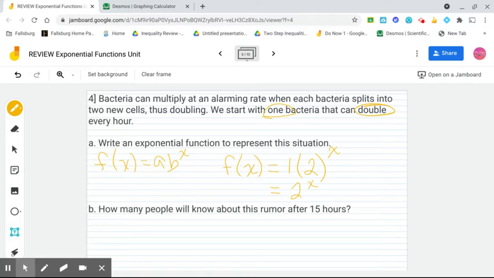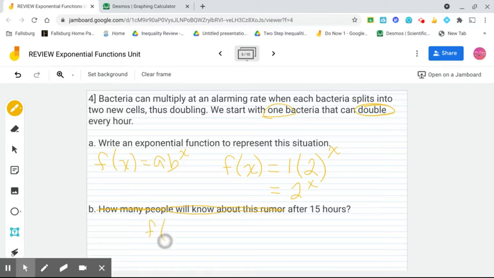Oh, that was supposed to be for another example. Sorry about that. So this should read, how many bacteria will there be after 15 hours? So don't mind this part. How many bacteria will there be after 15 hours?